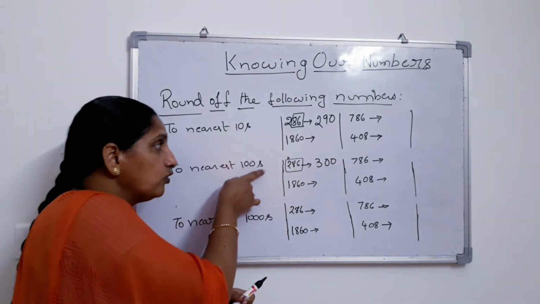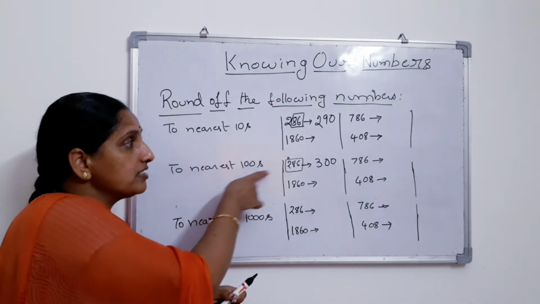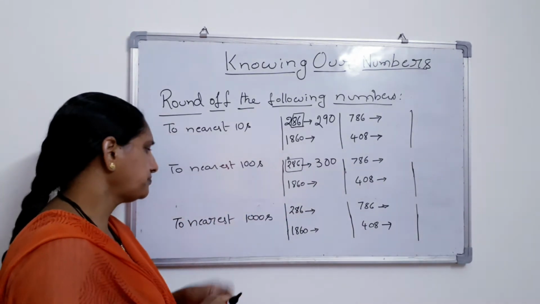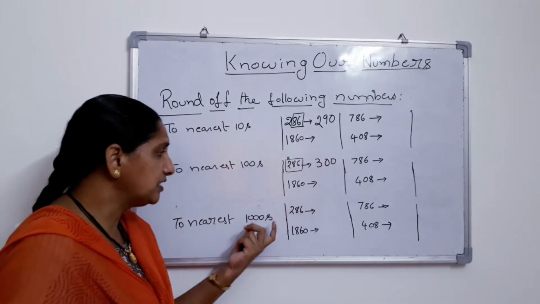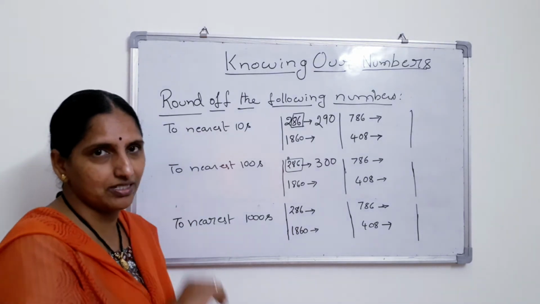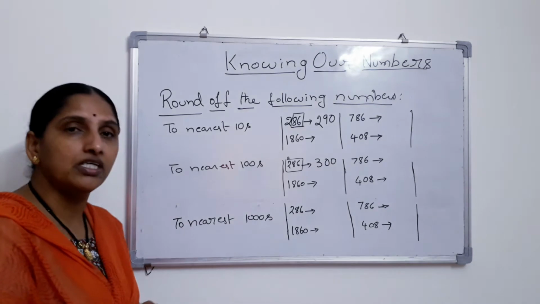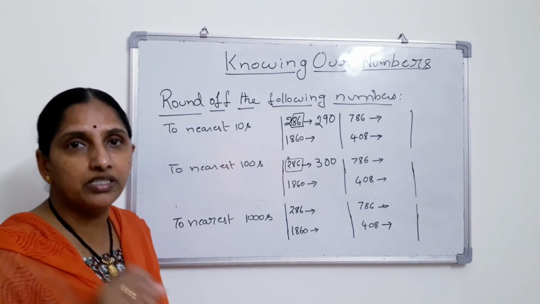But here we are going with the nearest hundreds. 286 is nearest to 300. The same number, let us see if it is to the nearest thousands. So what should we do when it is nearest thousands? You have to go by skip counting.